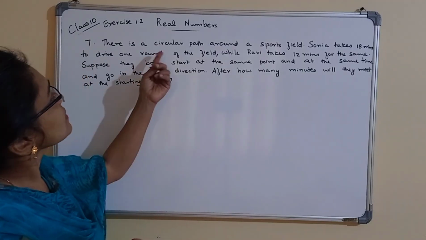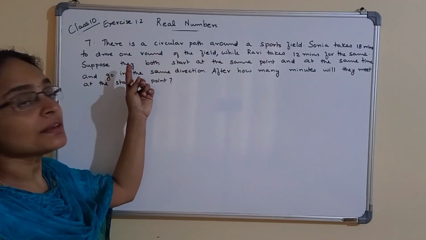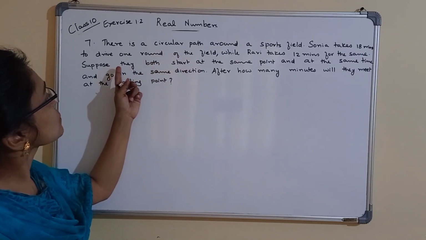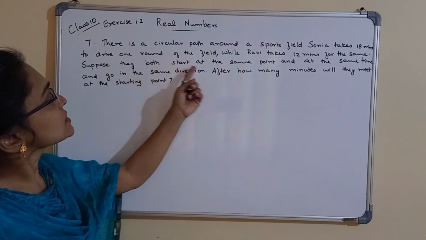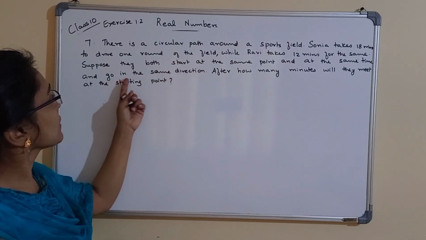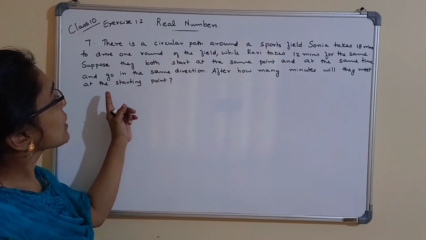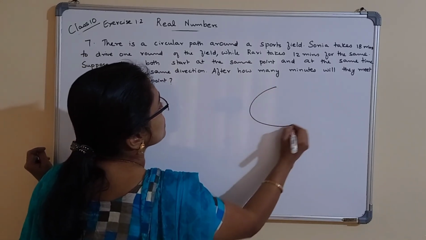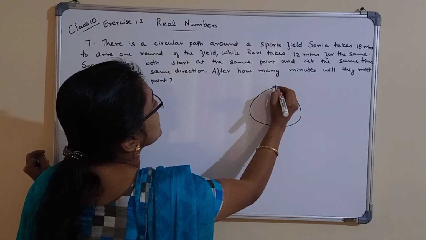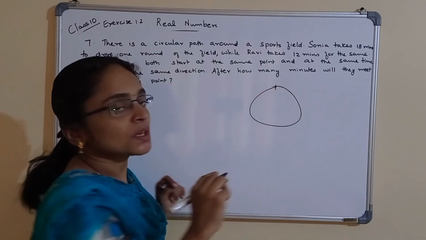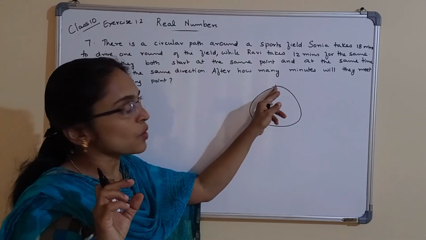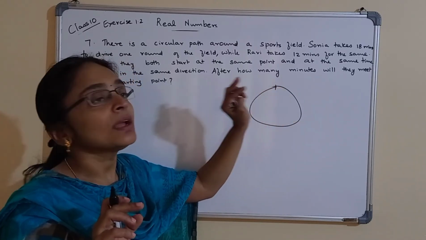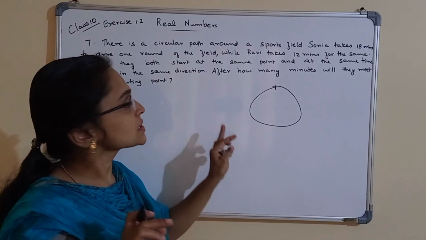Next one, there is a circular path around a sports field. Sonia takes 18 minutes to drive one round of the field while Ravi takes 12 minutes for the same. Suppose they both start at the same point and at the same time and go in the same direction. After how many minutes will they meet at this starting point? So there is a circular path and Sonia takes 18 minutes, Ravi takes 12 minutes to get to the starting point.